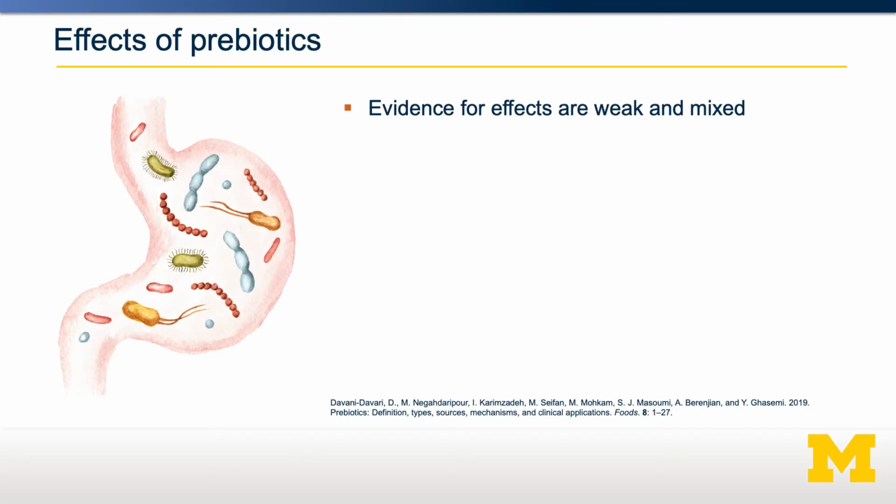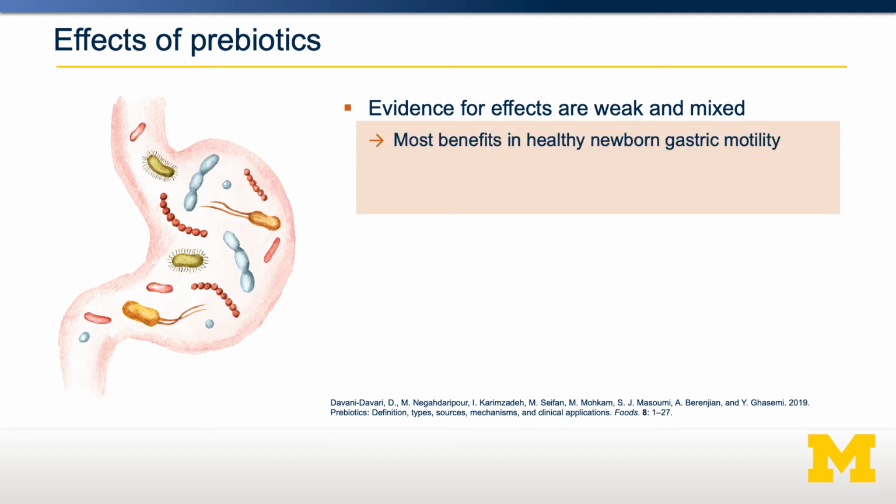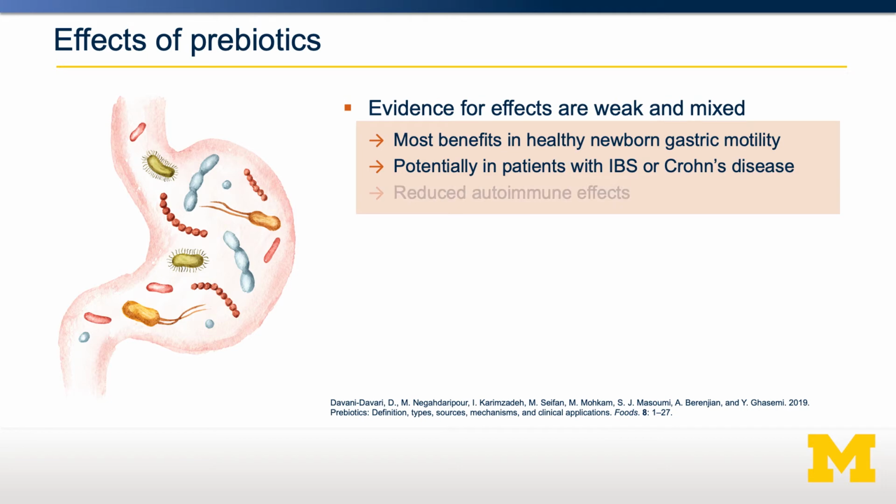What is the evidence that prebiotics have some effect? Well, unfortunately, it's been a challenge to find good studies that show long-term stable effects of prebiotics. The strongest evidence tends to be in improving gastric motility in newborns and in patients with inflammatory bowel syndrome or Crohn's disease. There's some evidence that some prebiotics can reduce some autoimmune function, again, likely by promoting the growth of specific bacteria, which then reduce immune function.